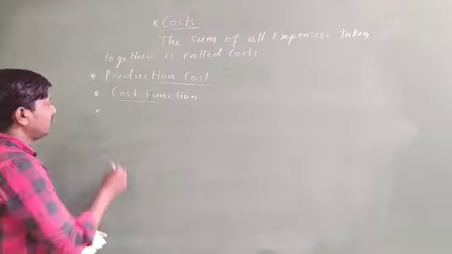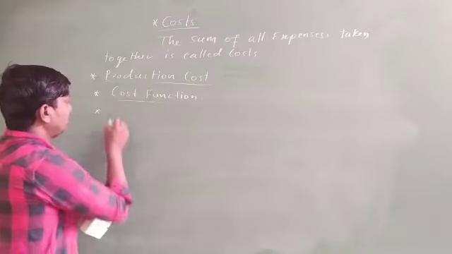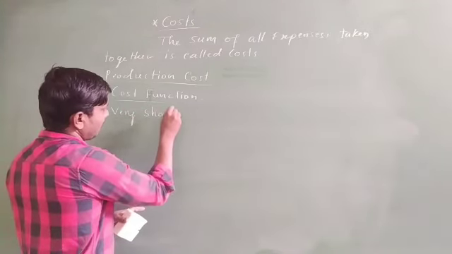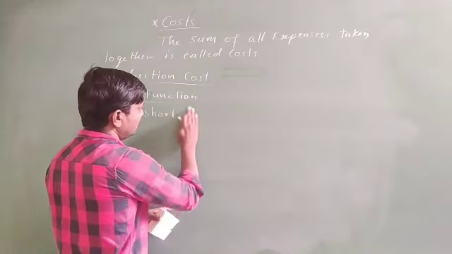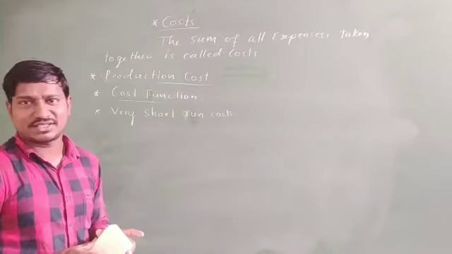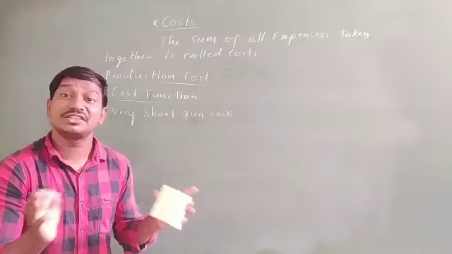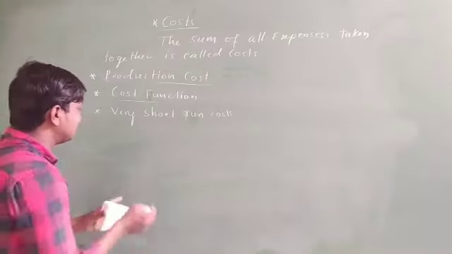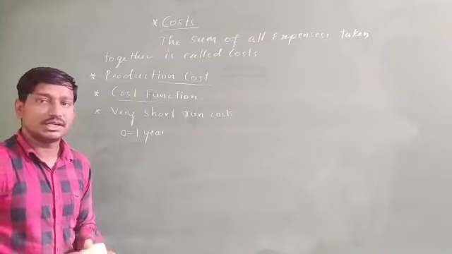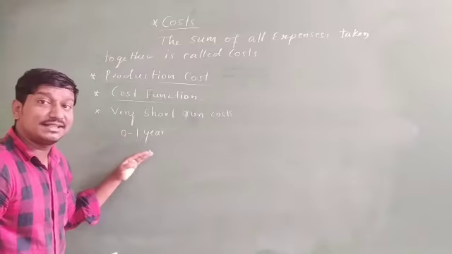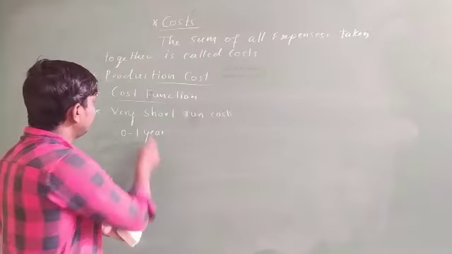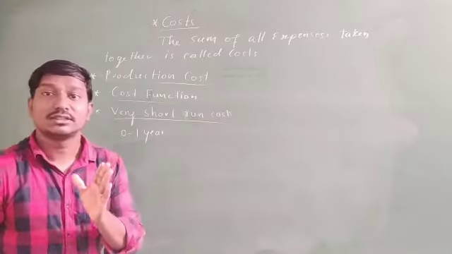So on the basis of time period we are going to divide the cost into 3 main types, and we already know that: very short run costs. Friends, I already gave the meaning of very short term period. Very short term consists of 0 to 1 year, which means the costs which are incurred in the production process between 0 to 1 year are going to be called very short run costs.